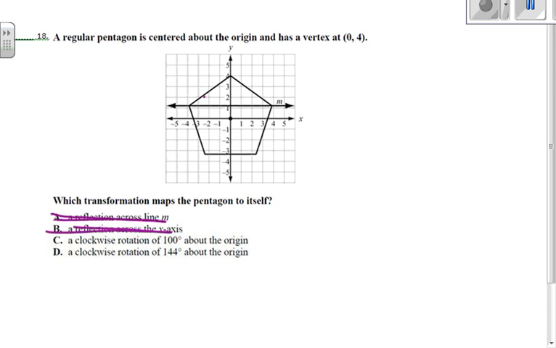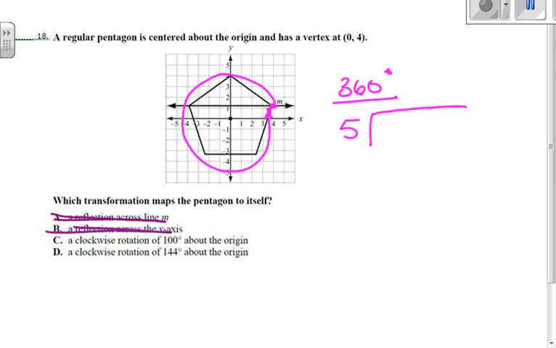Here's what you need to know. This is the important part. If you start here and flip something all the way around, that's 360 degrees. It will only map to itself 5 times within the 360 because it's a 5-sided figure. So 5 into 360 would be 72 degrees. Now you'll notice I don't see a 72 degree, but remember, it happens at multiples of 72.